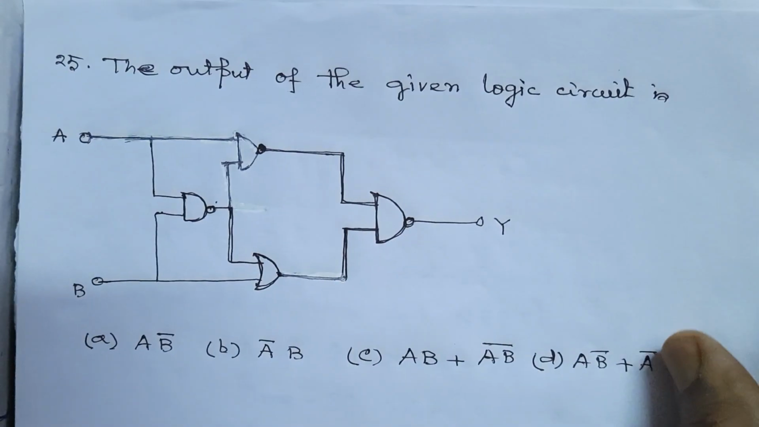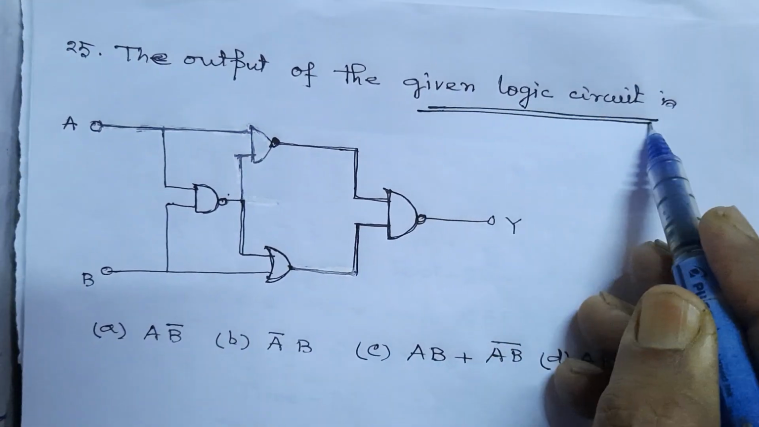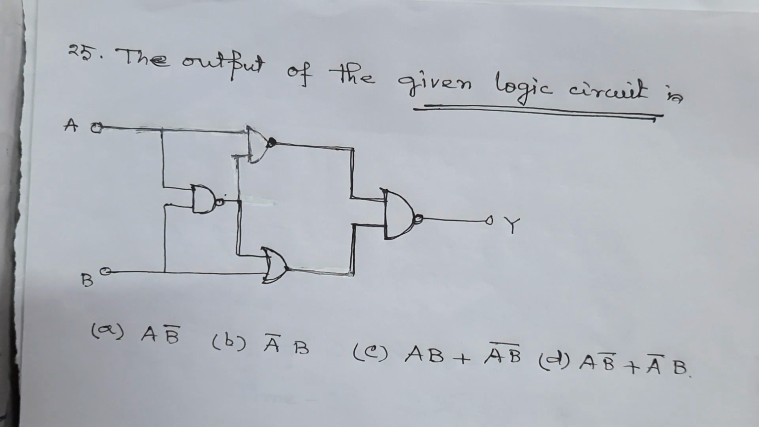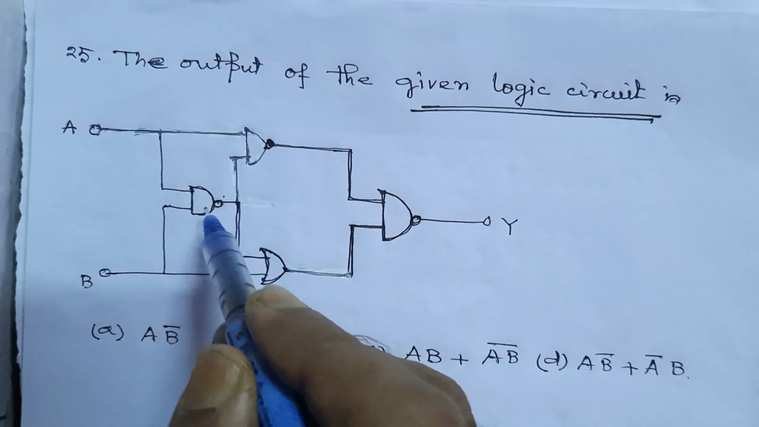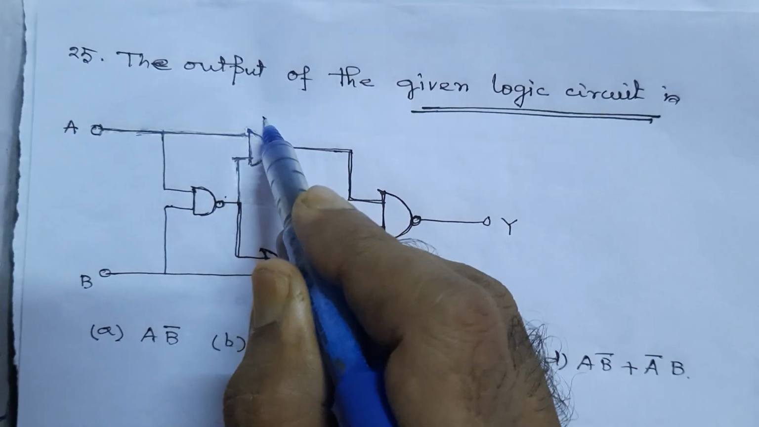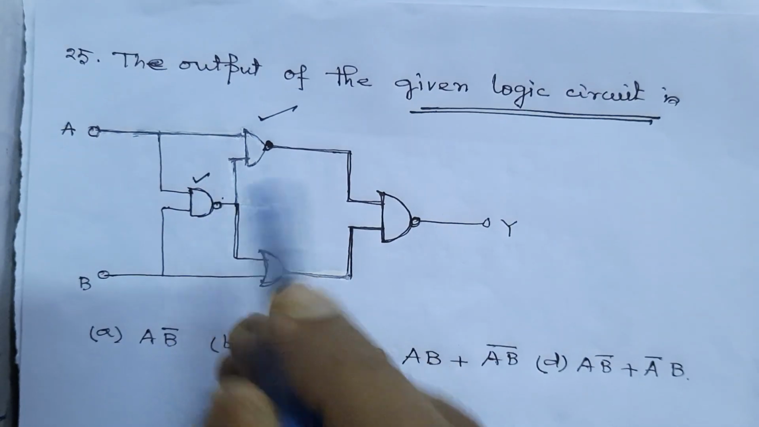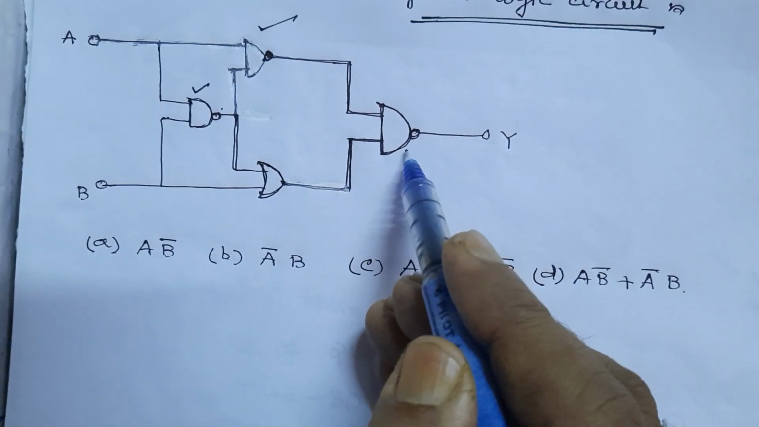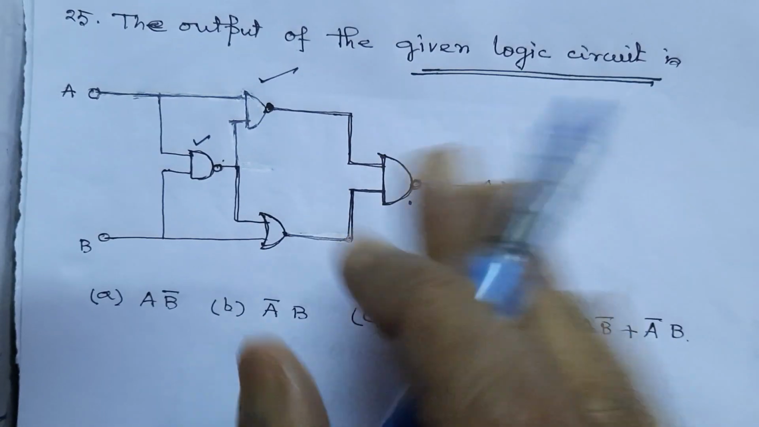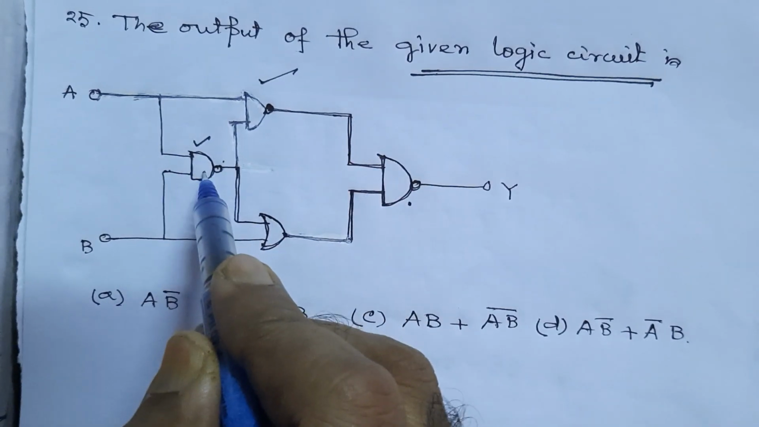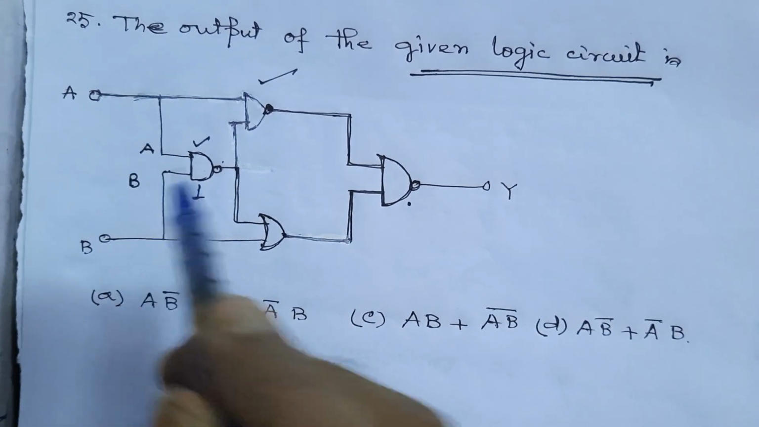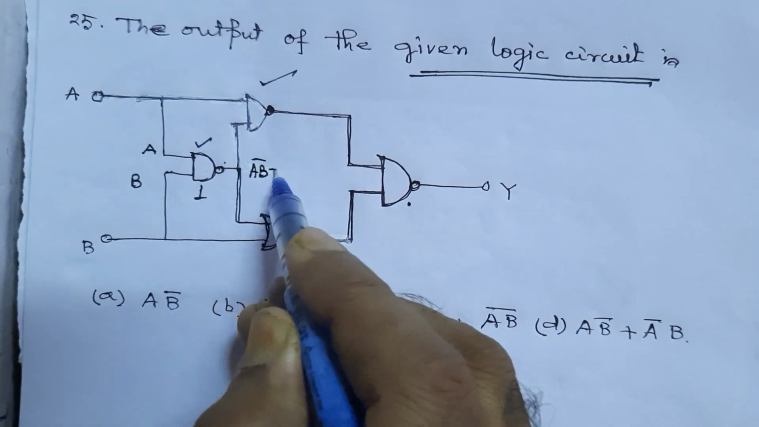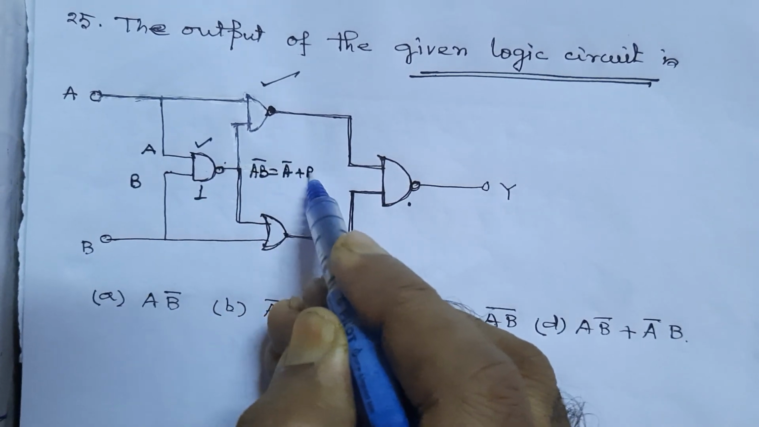This is a question from logic circuits. We have to find the output of the given logic circuit. We see that there is an AND gate, here a NAND gate, NAND gate number 2 which is also a NAND gate, and there is an OR gate, and ultimately there is a NAND gate. For NAND gate 1, with inputs A and B, the output is (AB) inverse, which equals A inverse plus B inverse from De Morgan's theorem.